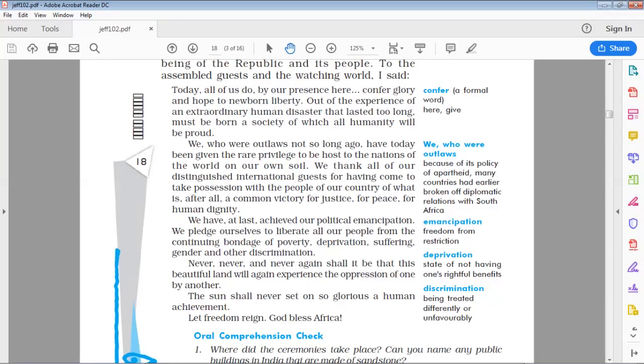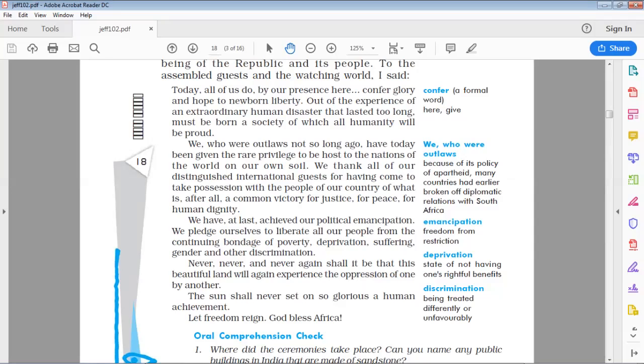We pledge ourselves to liberate all our people from the continuing bondage of poverty. So now we are not under any bondage of poverty. We can get higher posts. Earlier, they used to get very low posts, because of which they had to live under poverty. They used to be deprived. They were not getting all the facilities which white people used to get.